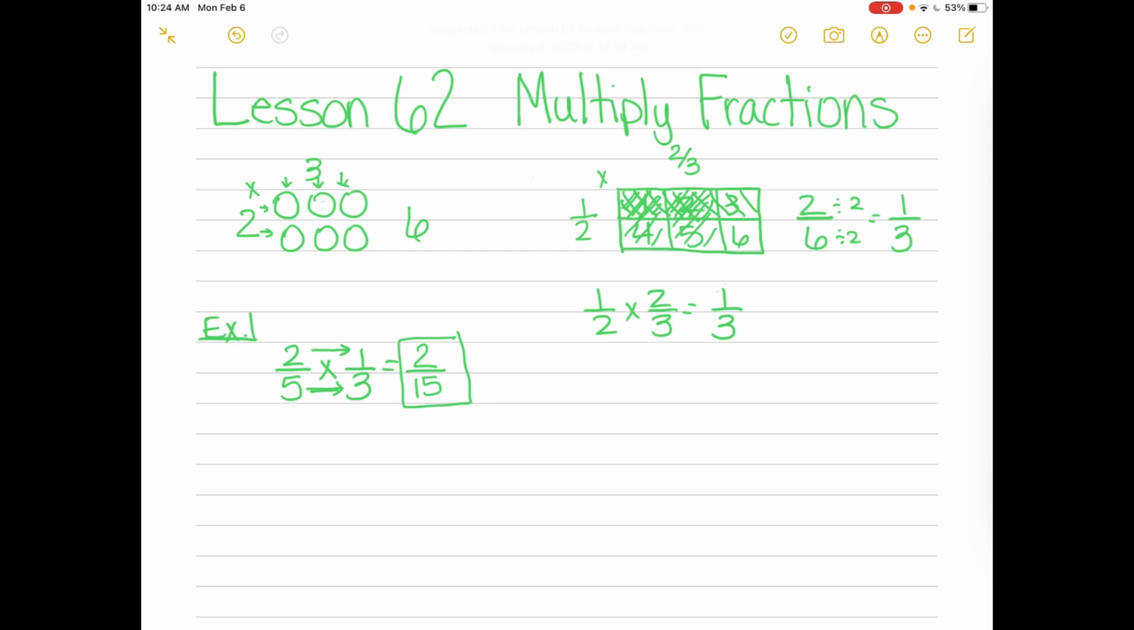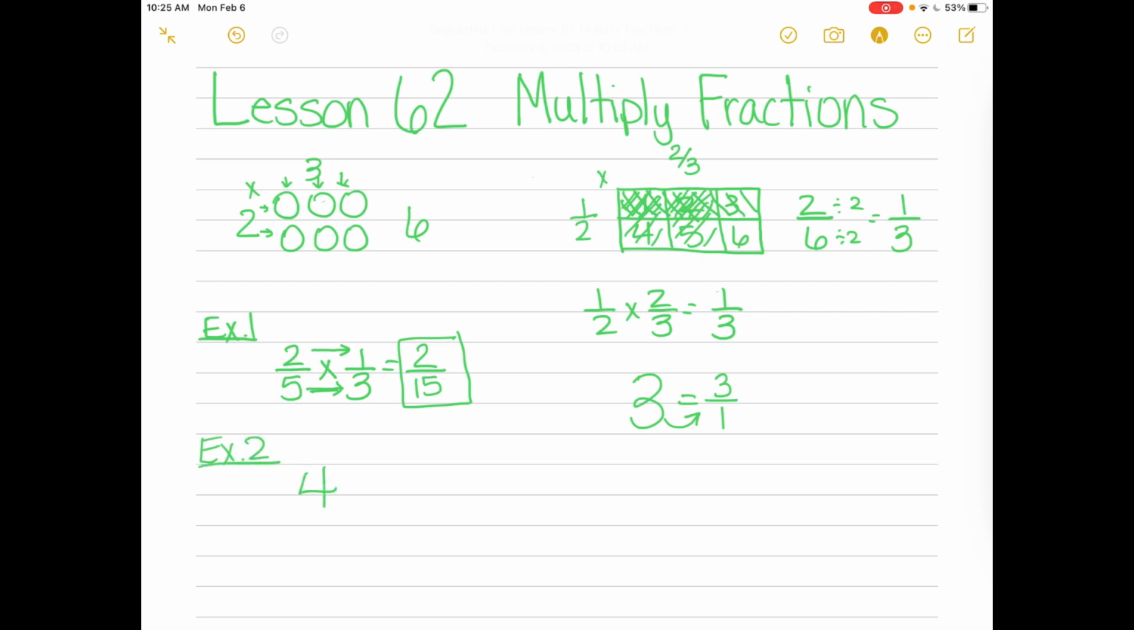Now, what if I had a whole number like 3 that I was multiplying? Well, if I'm doing fractions, then I need to change the 3 into a fraction. And a whole number changed into a fraction is always that whole number over 1. So it's like I have 3 ones or 3 whole numbers. So that's how you change a whole number into a fraction. And we did that a while back also. So let's look at example 2.